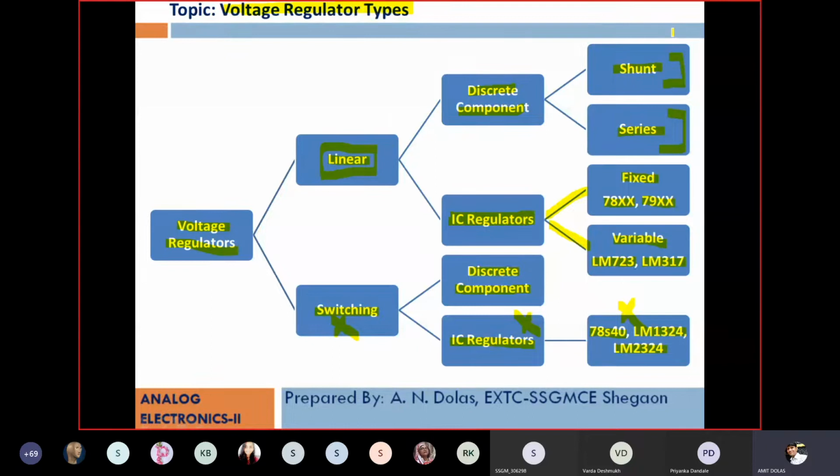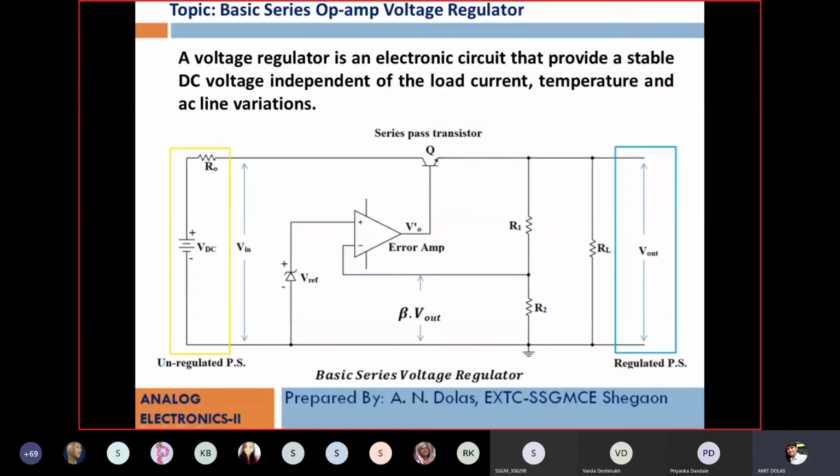Now, next is, what is the basic series regulator? As we take an example of any circuit, there are certain parts which are required to design a particular circuit. So what is a voltage regulator? A voltage regulator is an electronic circuit that provides a stable DC voltage independent of, this is very important, independent of load current, temperature, and AC line variation.